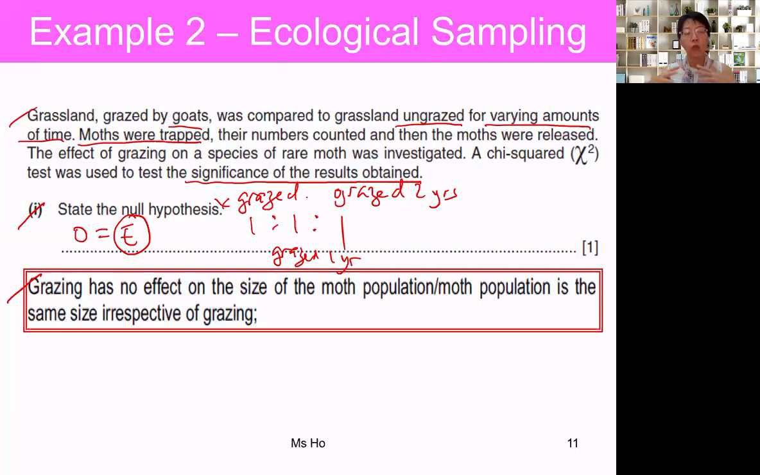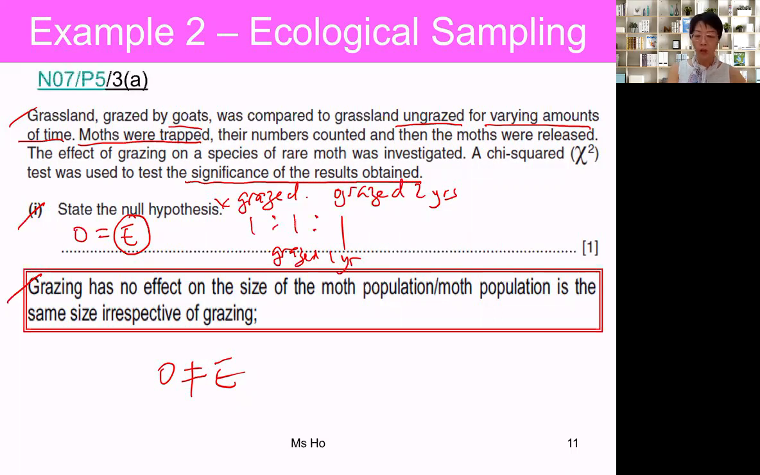Then you go to the field and do the sampling. After that, if your chi-square shows there's a significant difference between O and E, then it tells you that grazing actually has an effect on the number of moths, because you start by testing whether grazing has an effect on the moth population size, and not by saying that there's no effect. That's why it's 1:1:1, whether grazed or not grazed, grazed for 1 year or 2 years. Ecological sampling is always 1:1:1.